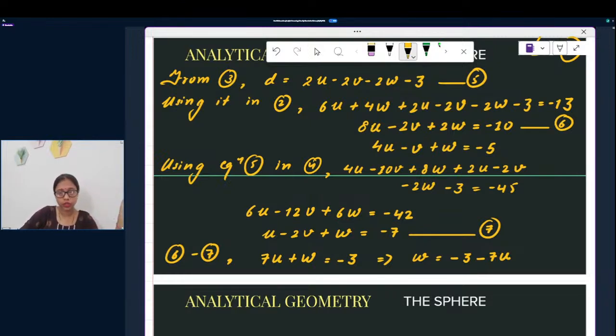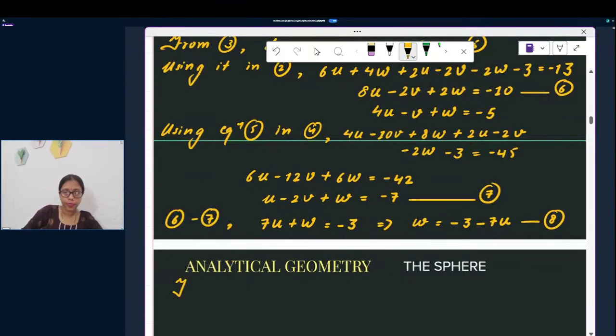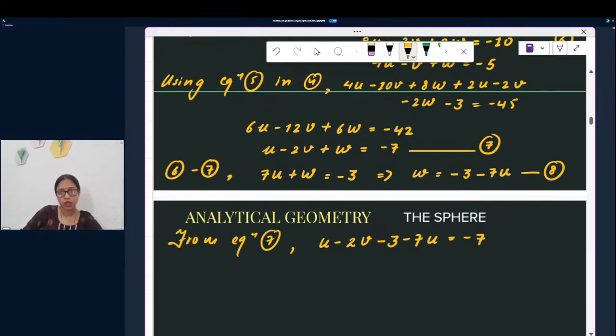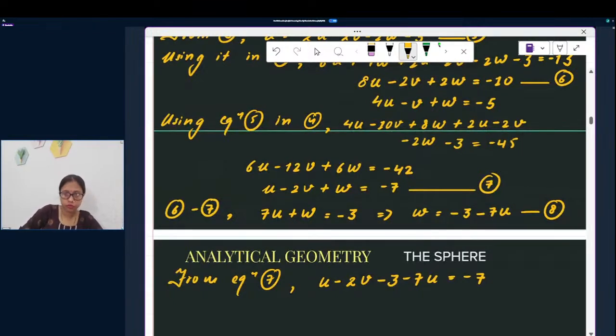Now v in terms of u can be obtained from equation 7. So from equation 7, u minus 2v minus 3 minus 7u is equal to minus 7. So let's find v from here. Minus 3 minus 6u and 7 minus 3 plus 4 is equal to 2v.